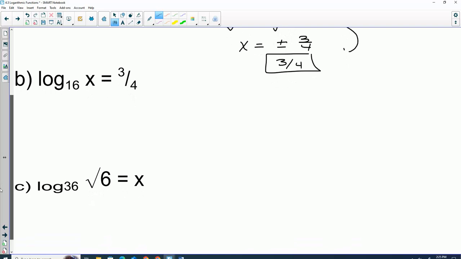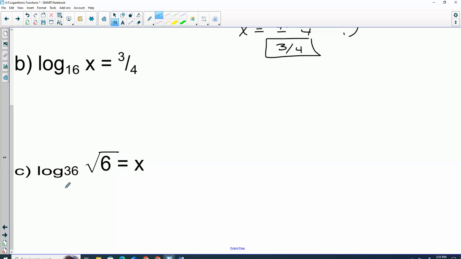Why don't you guys see if you can get B and C to work?